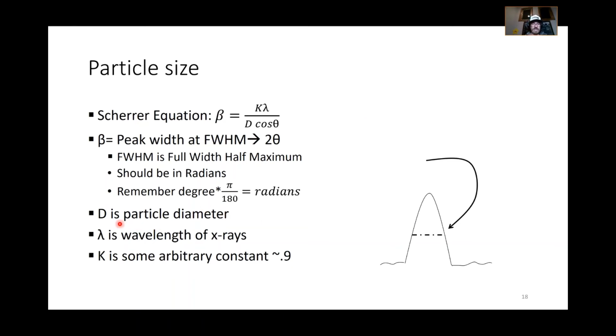D is particle diameter. Lambda, of course, is the wavelength of your X-rays. So if you're using copper K alpha, that's your lambda, 1.54 angstroms. So it's going to typically be in angstroms.